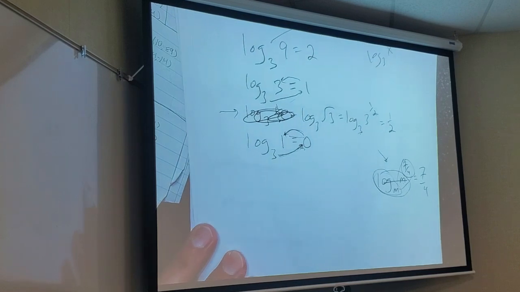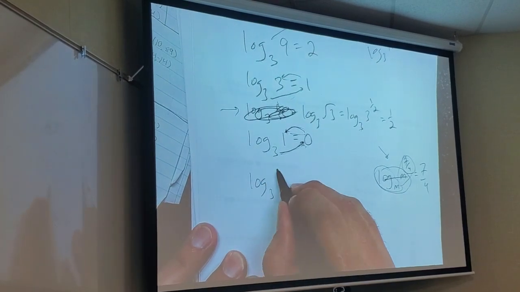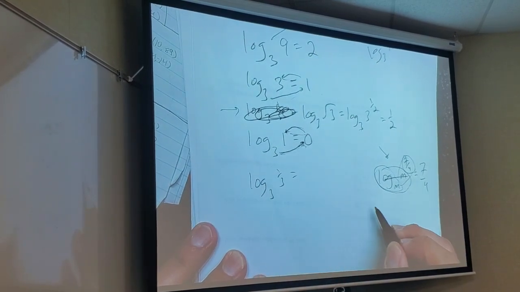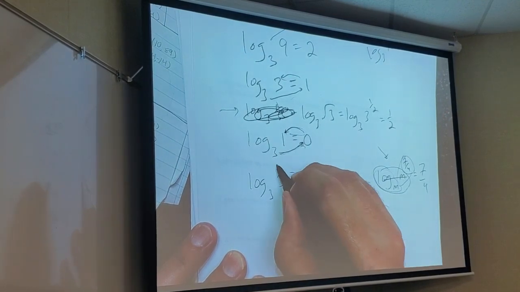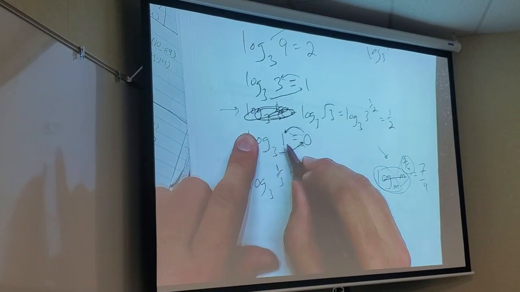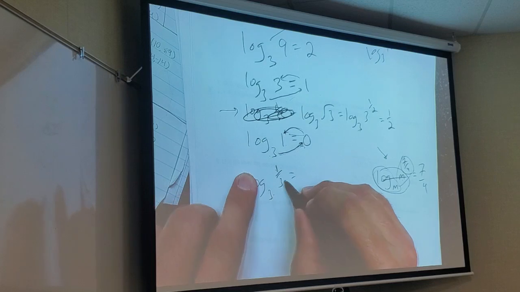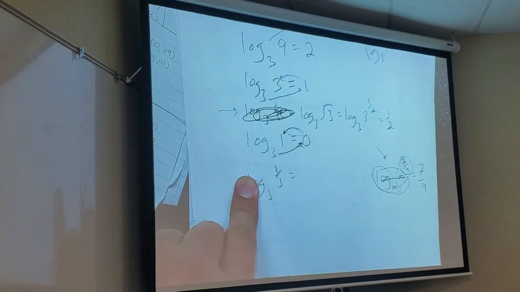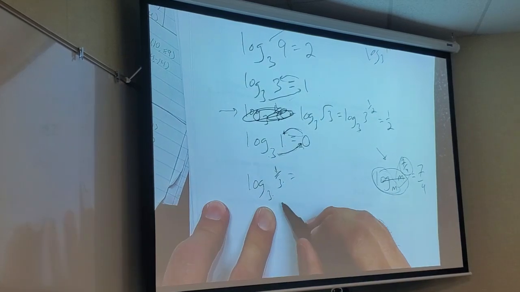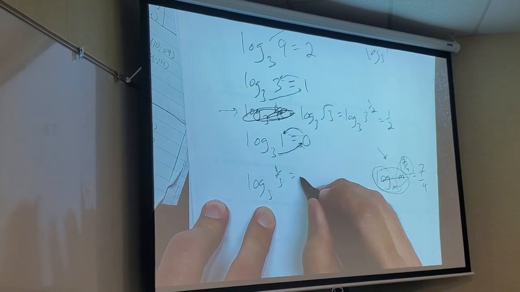Okay. So what's log base 3 of 1/3? If log base 3 of 1 is 0, log base 3 of something less than 1 has to be less than 0. Does that make sense? And of course, we already know this. That would be negative 1.